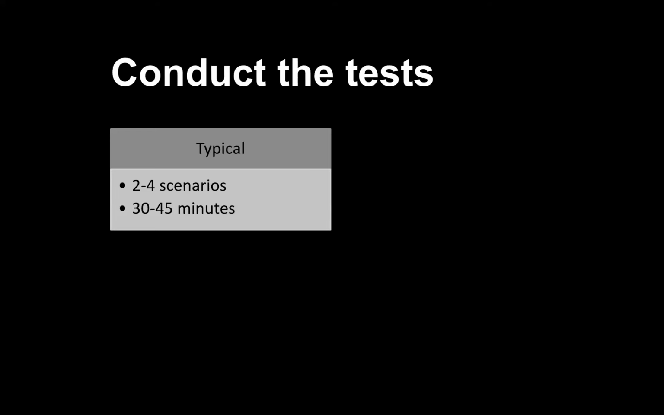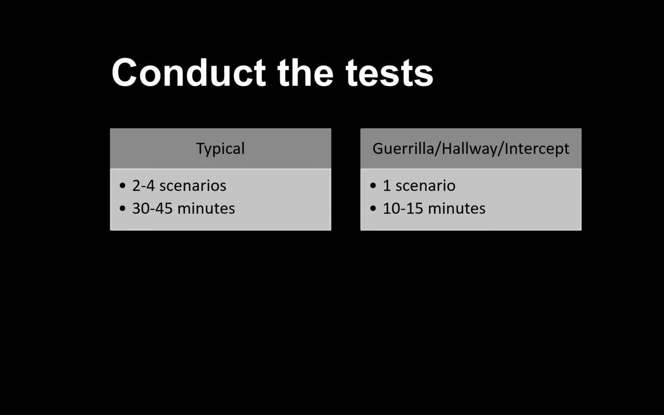Aim for 30 to 45 minutes, because at the end of that 45 minutes, the users tend to get a little annoyed, or they've disengaged. There's also guerrilla or hallway or intercept testing, where you focus primarily on one scenario. It could be a multi-part scenario.